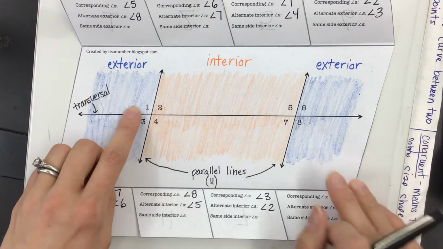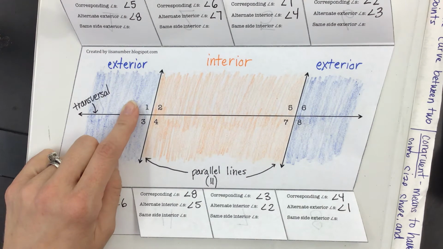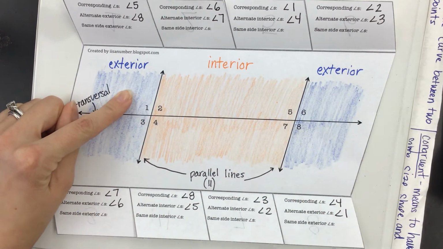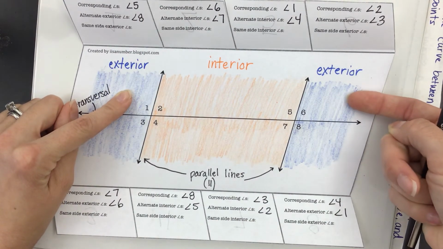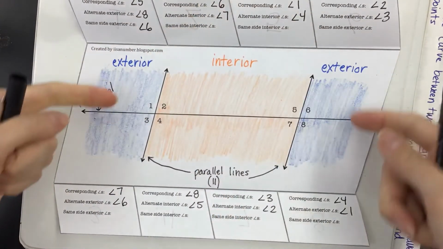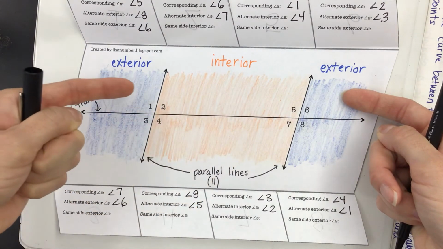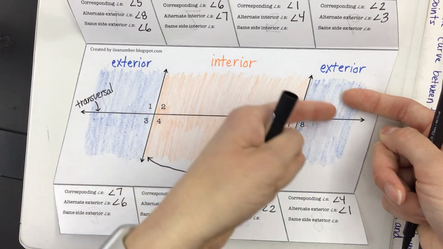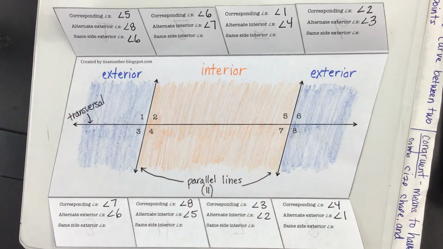For example, if you're looking at the same side exterior for angle 1, same side means same side of the transversal. So you have your transversal here, so it's gonna be on the same side as angle 1, but it's exterior, and the only angle that's on the same side and is on the exterior is angle 6. And if you look at these two angles, you already know that angle 1 and angle 5 are corresponding. They're the same measure, which means that these are supplementary, okay? So like I said, those ones add up to 180. They're not congruent.